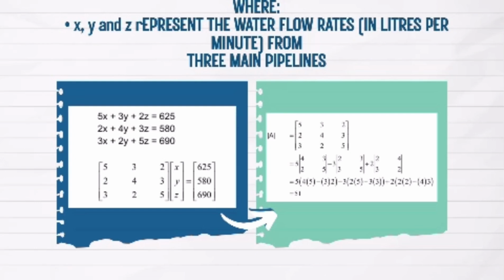So the answer of that would be times with negative 3. And for the last section will be positive 2, and then 2 times with 2 minus 4 times with 3. And the answer will be times with positive 2 outside the bracket. And the final answer will be 51.